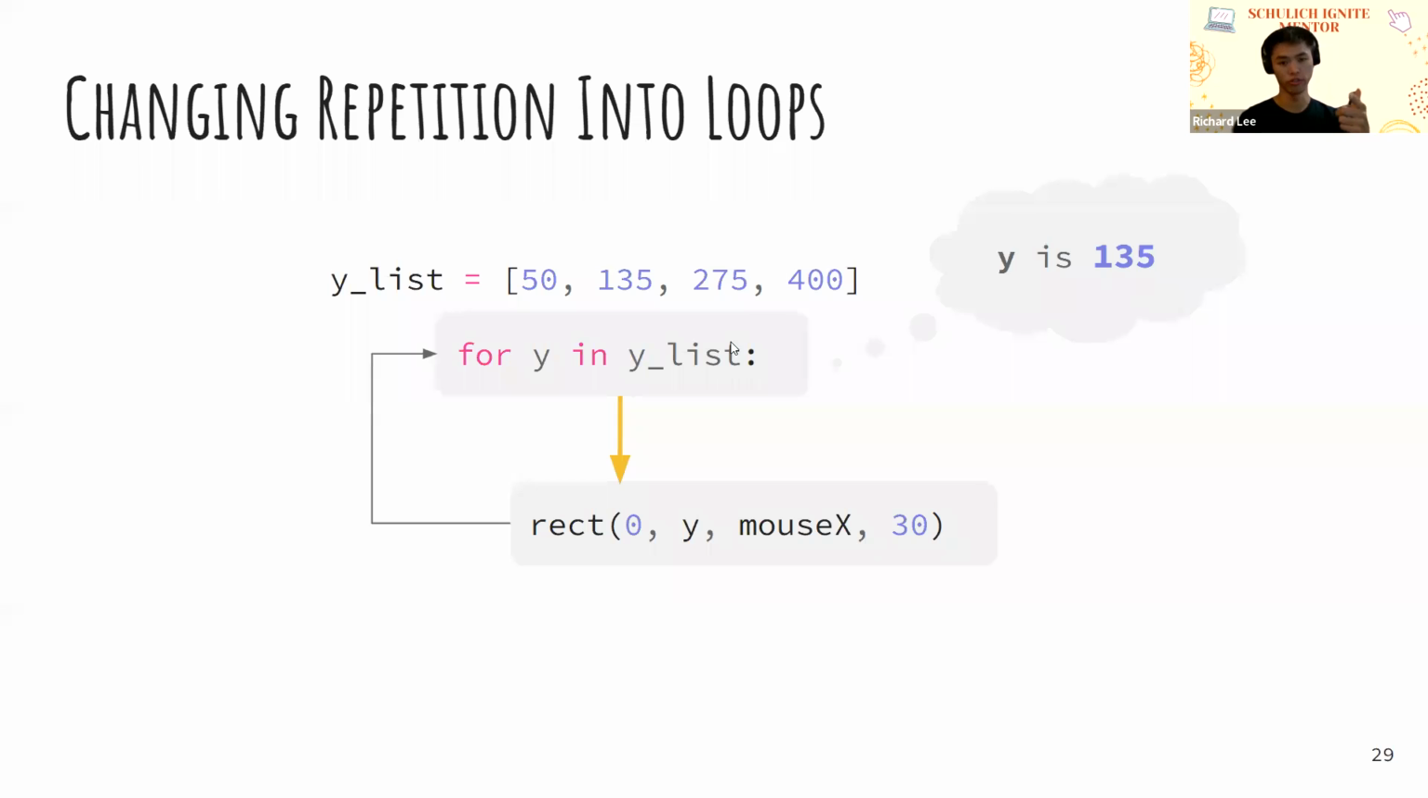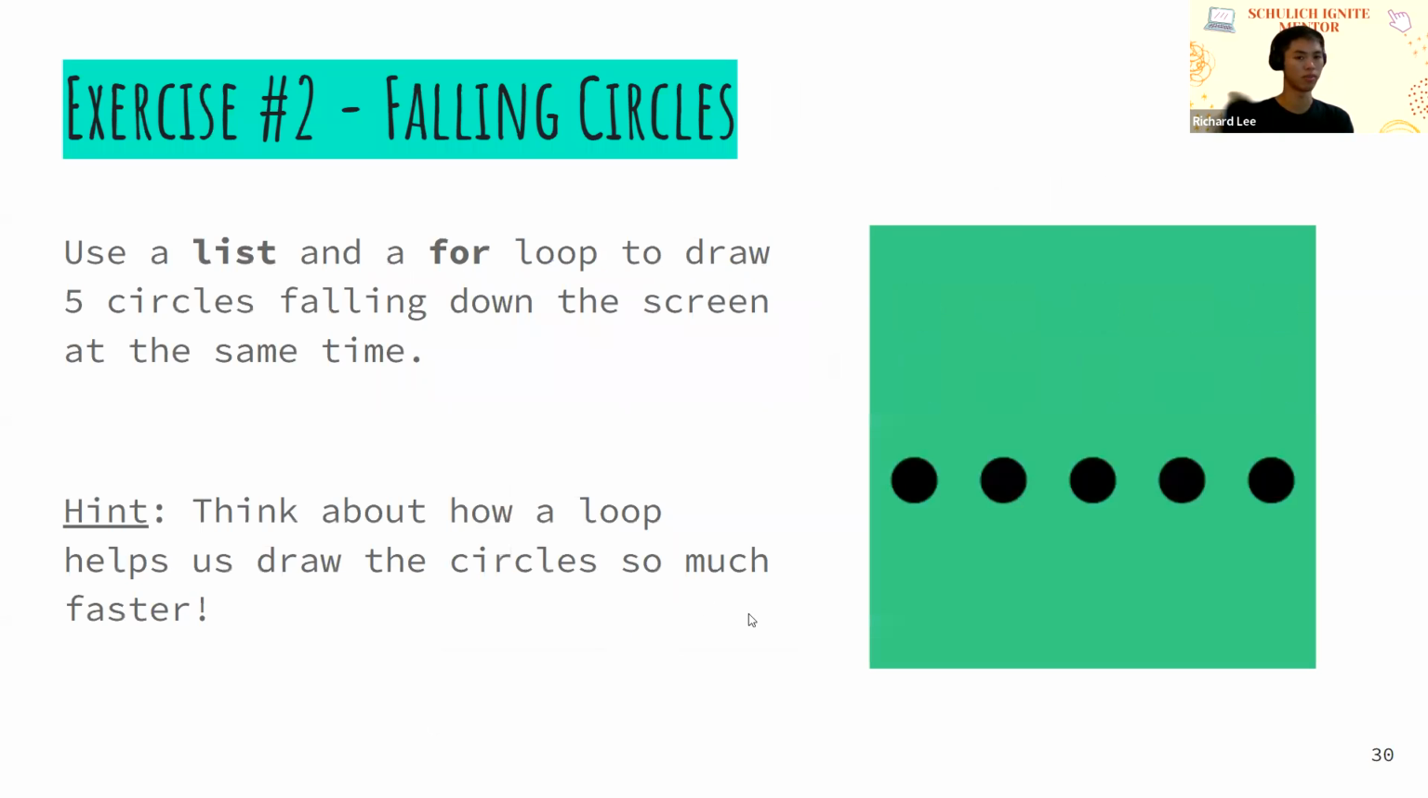This time, 135. Put that into that rectangle. Go back up. Use 275. Go down. Rectangle 0 at 275. Go back up. This time it's going to be 400. Rectangle 0 at 400. Go back up, or we check. Okay, that's all the numbers, and we're going to exit the loop now. And we just keep on going.